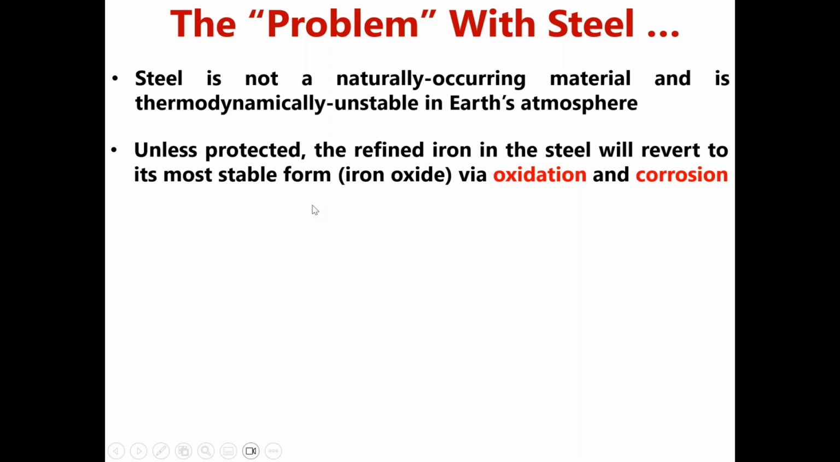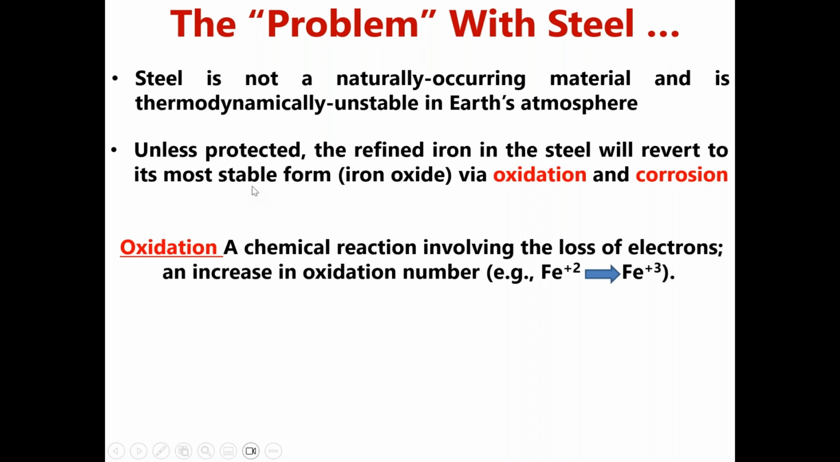Now the processes that affect the iron as it goes from iron and steel back to iron in its most stable form are what we call oxidation and corrosion. And those two terms are different from one another, but they're often interchangeably used. So I think it's valuable to tease them apart and explain why one is different from the other and what they each mean.